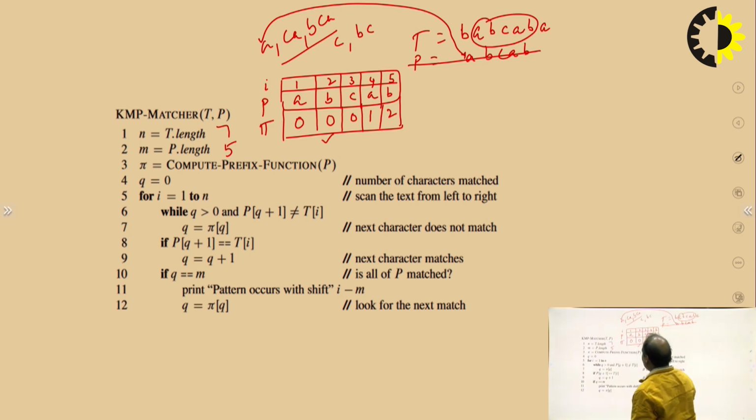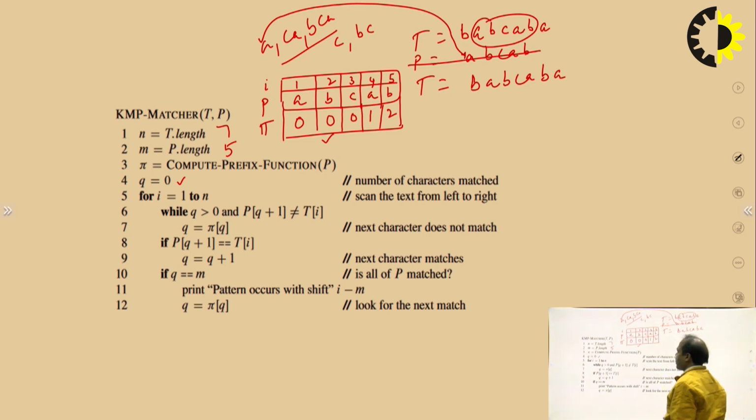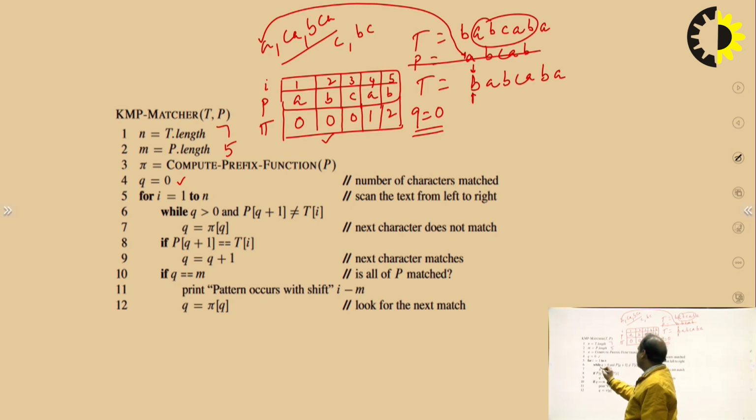We have already computed it. We are taking the help of Q, which is initialized to 0. We are going to take the entire text BA, BCA and then BA. You start from 1, and at the beginning Q is going to be 0. So the while loop, Q greater than 0, is not going to work.